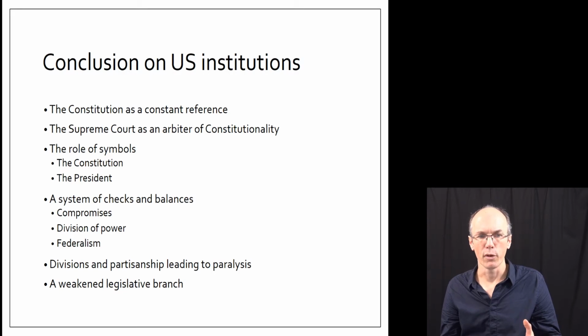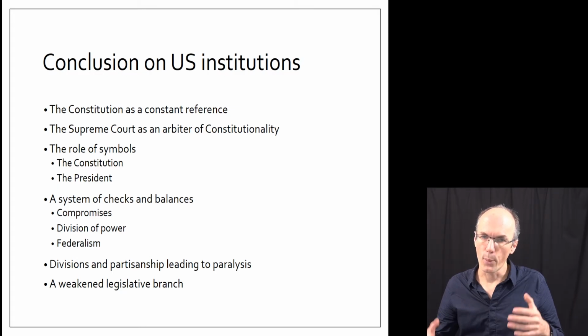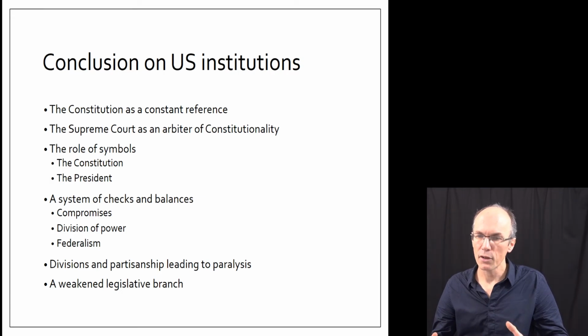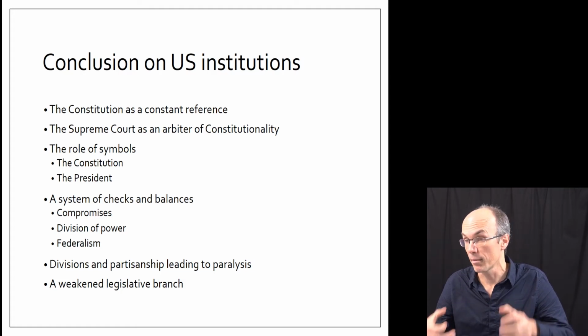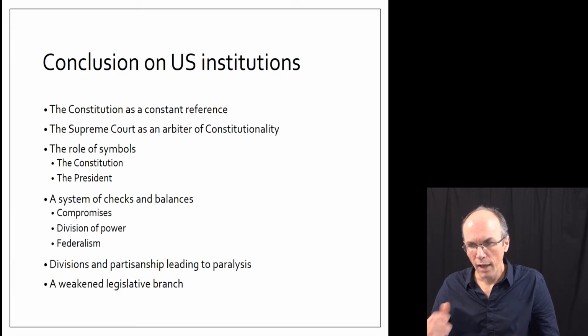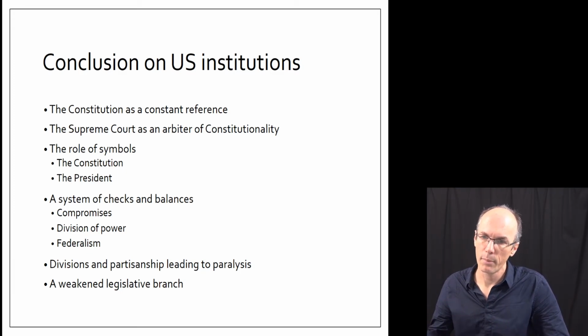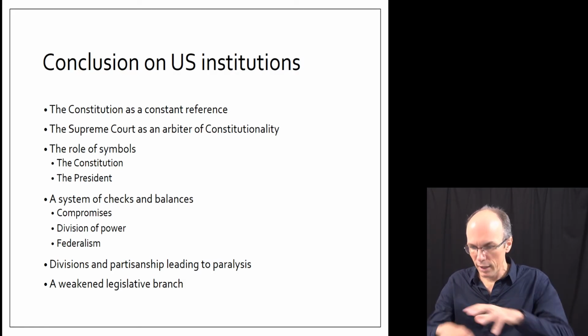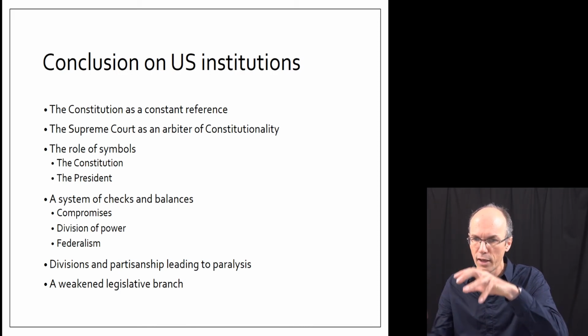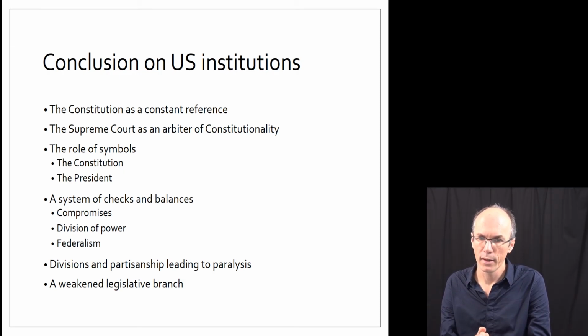I've also emphasized the role of symbols. We have a system of government, but a system of government relies on symbols. And in particular, the president as an authority, a very important authority, but that authority is predicated on the use of symbols, on the fact that the president has a symbolic function, as the only person elected by the entire nation. I've also emphasized the system of checks and balances, which is meant to generate compromise by dividing power inside the federal government, but also dividing power between the federal government and the states, which is called federalism.